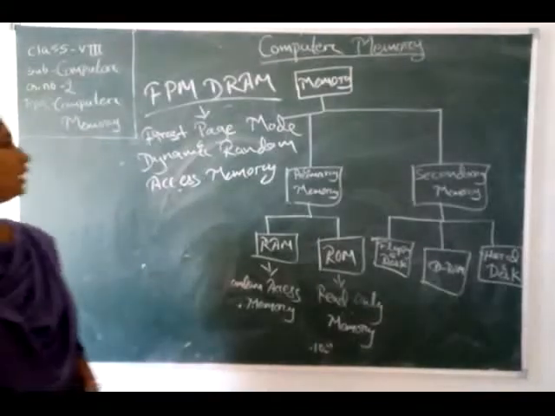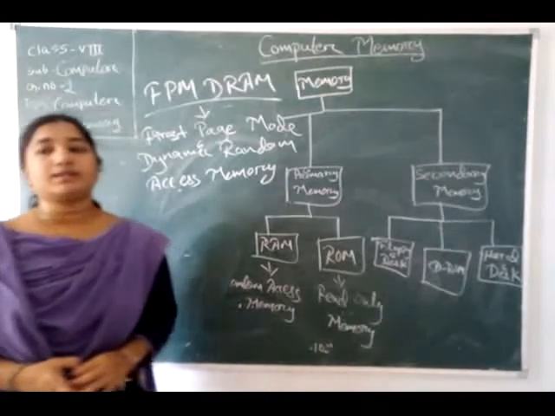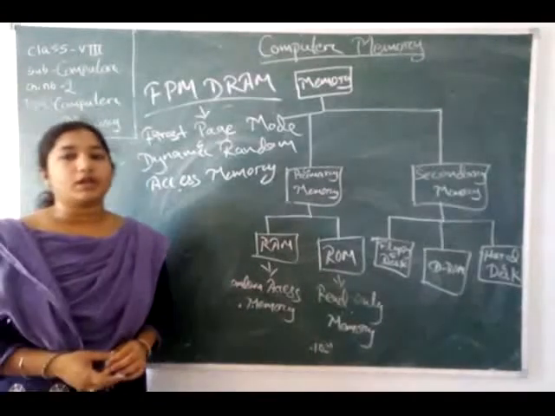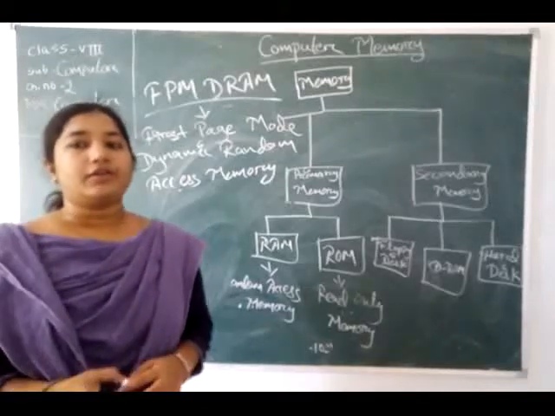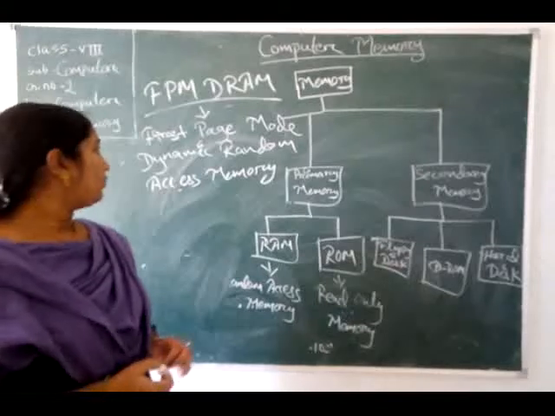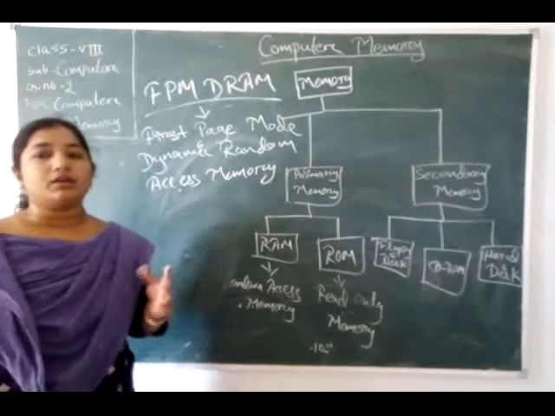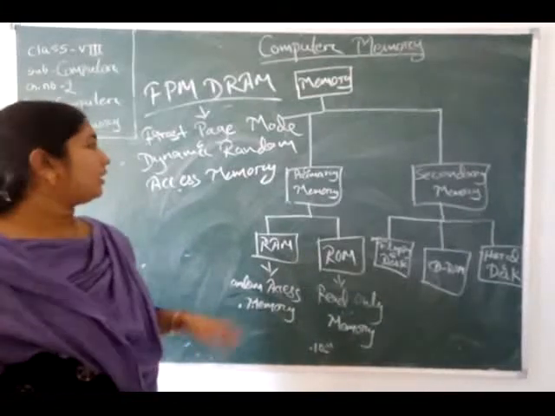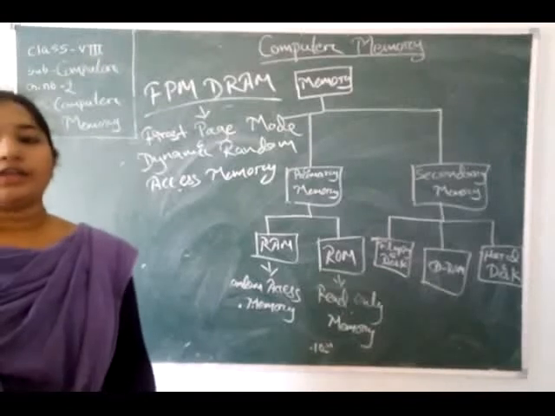FPM DRAM stands for Fast Page Mode dynamic random access memory. It waits through the process of locating a bit of data by column and row, then reading the bit, and then starts on the next bit. It reads the memory bit by bit, and after that it can start the processing. So the next one is EDO DRAM.